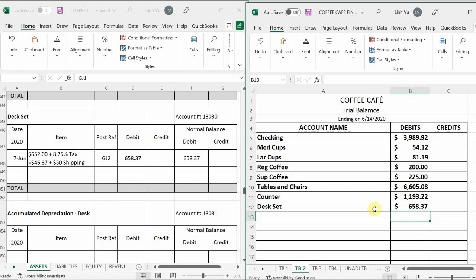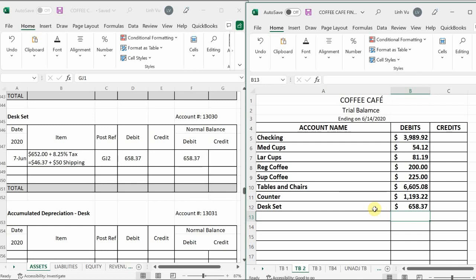And what you're going to notice is that I'm actually just increasing by adding more and more accounts. So the next time around, for my next trial balance, my desk set will still be $658.37. And I'm going to show you how to save some time, especially using Excel, instead of having to type in that same exact number. This one's much easier to do.